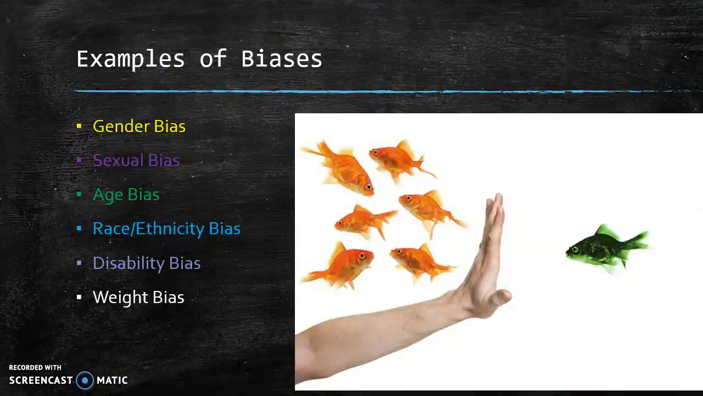Now, whether or not we are aware of our biases, there are different types of bias in groups that we have depending on what we believe. For example, like what I have listed here, there are gender bias, sexual bias, age bias, race and ethnicity bias, disability bias, and weight bias. These all contribute something different, and it's those differences that cause us to have biases.